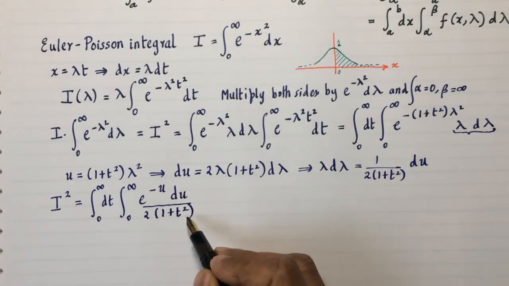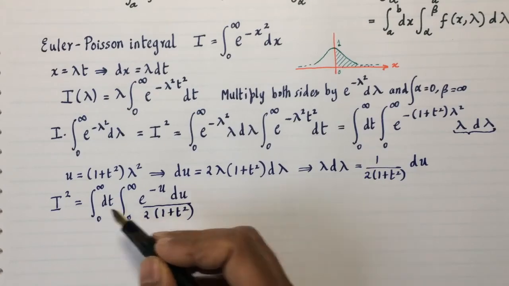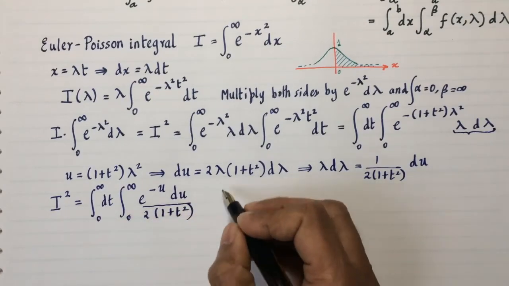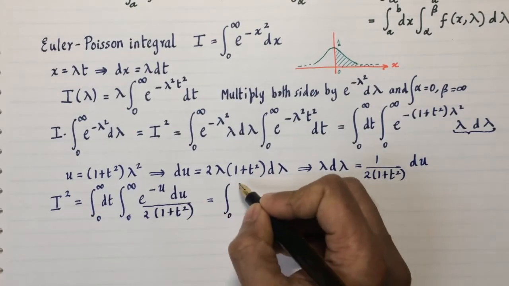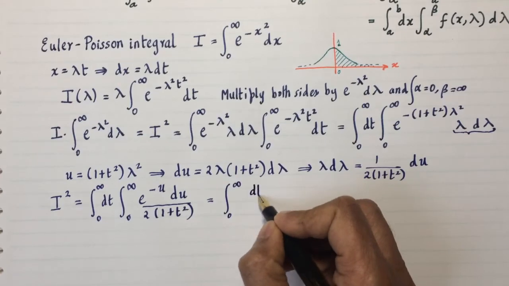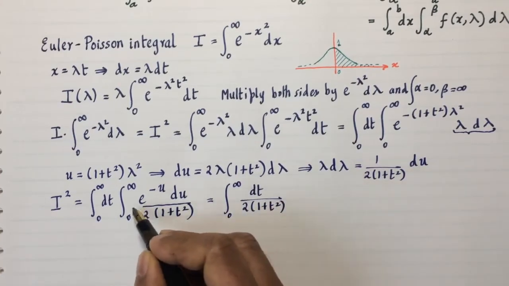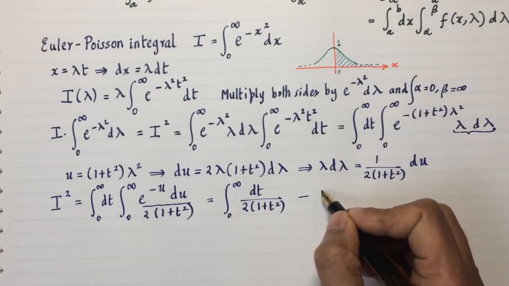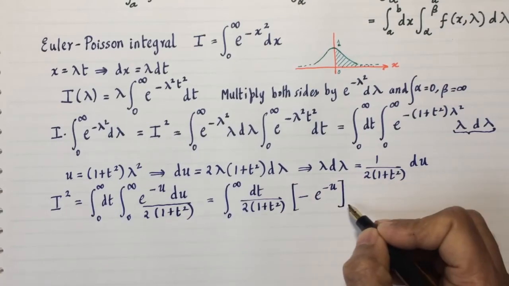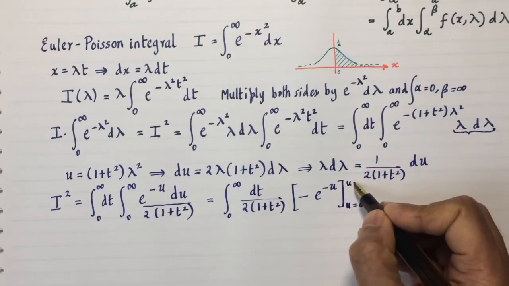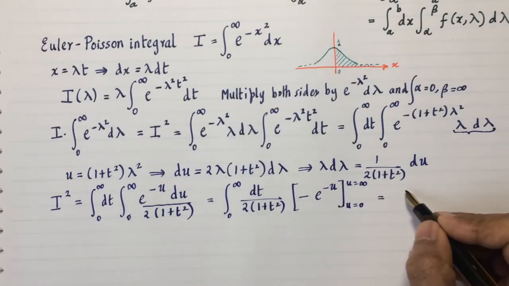Now 2 times 1 plus t squared is a constant as far as this integral is concerned, but not as far as that integral is concerned. So I can pull it outside and I'll get e to the minus u. Well, that's easy to integrate. So let's do that next. The integral of e to the minus u du is just negative e to the minus u. And this has to be evaluated between the limits u equal to 0 and u equal to infinity. Well, that's also not very hard to do.